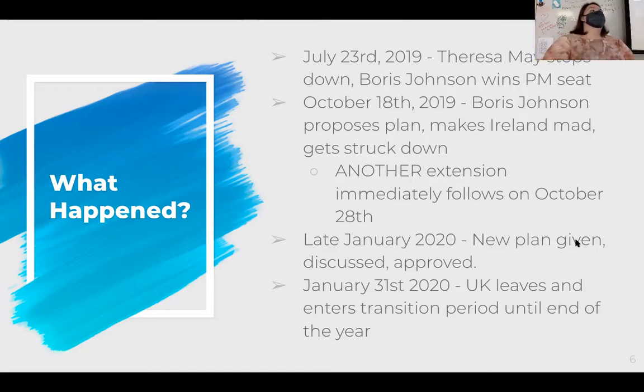Basically, she was on her way to getting voted out anyway, and she decided to resign to kind of save face. So July 23rd, Theresa May steps down, she resigns, and the winning seat goes to Boris Johnson. So he is now the new prime minister. So this process has now gone through 3 prime ministers. We started with David Cameron, Theresa May tried her best, and now Boris Johnson is the prime minister in the end, okay?